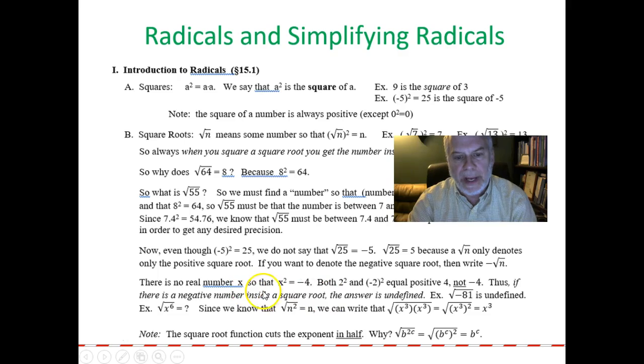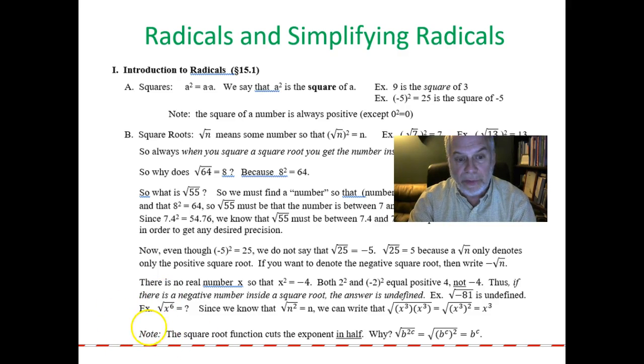Now there's no real number x so that x squared is negative 4. Both 2 squared and negative 2 squared equal positive 4, not negative 4. So that must mean that there's no negative number inside a square root. I'm sorry, if there is a negative number inside a square root, the answer is undefined. In other words, you can't do it. So the square root of negative 81 is undefined. All right? So anytime you see the square root of a negative number, it's undefined.